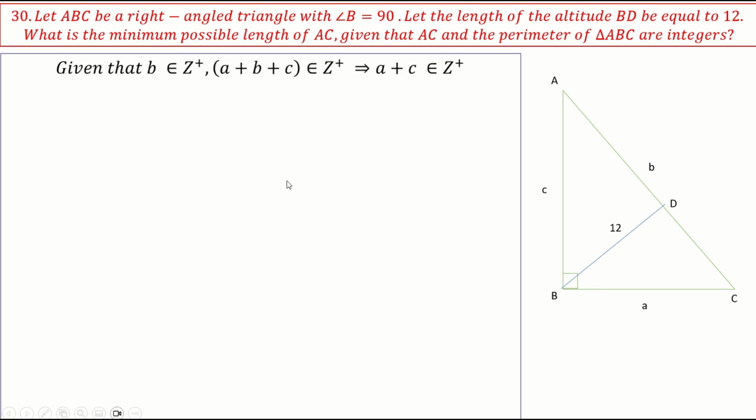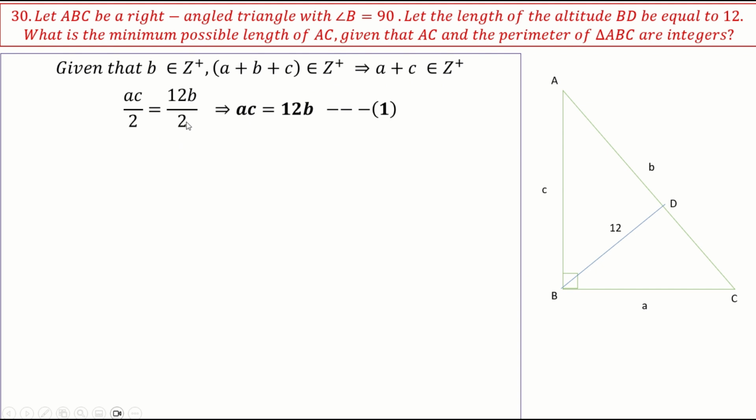See, B is a positive integer. A plus B plus C is also a positive integer. I am taking it as a positive integer because these are all lengths I am dealing with. They cannot be negative, right? So these are all positive integers, which implies A plus C is also a positive integer.